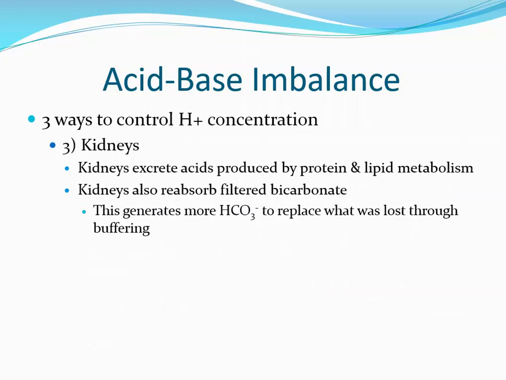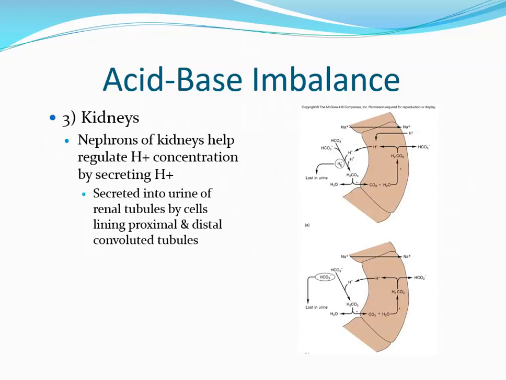The third way to control hydrogen ion concentration is through the kidneys. The kidneys excrete acids produced by protein and lipid metabolism. The kidneys can also reabsorb filtered bicarb and generate more bicarb to replace what was lost through the buffering systems. Now, make sure you understand this picture.